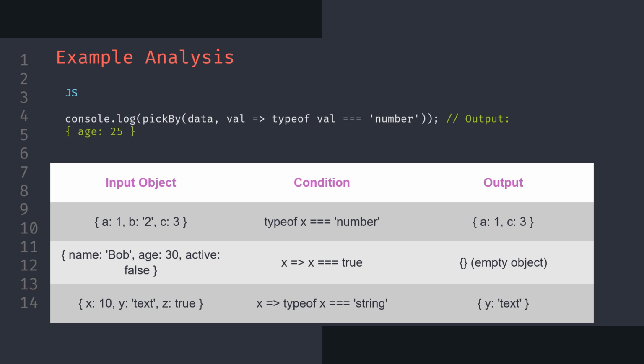In these examples, we filtered the object based on different conditions. Numeric values are retained, while properties that do not match the condition are removed. If no properties match, the function returns an empty object.